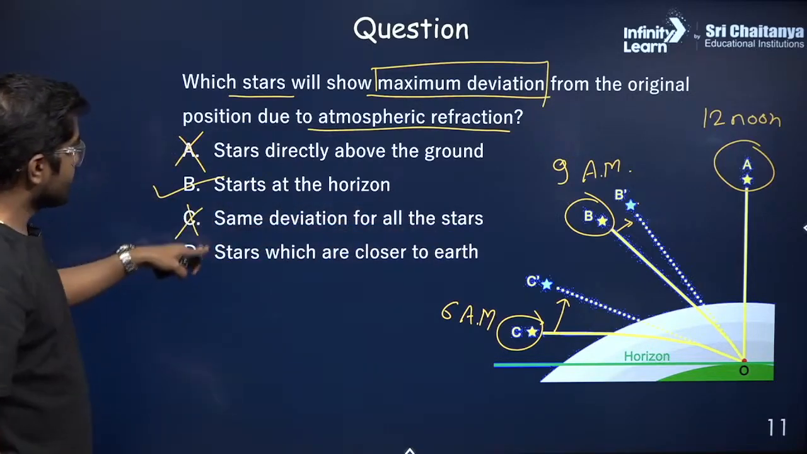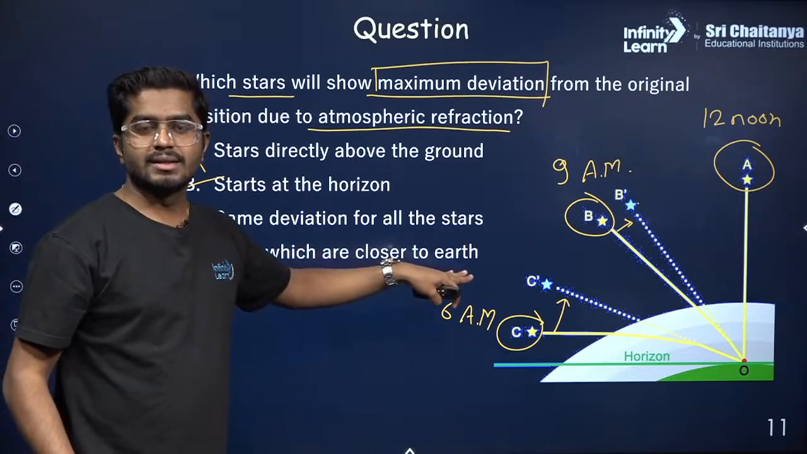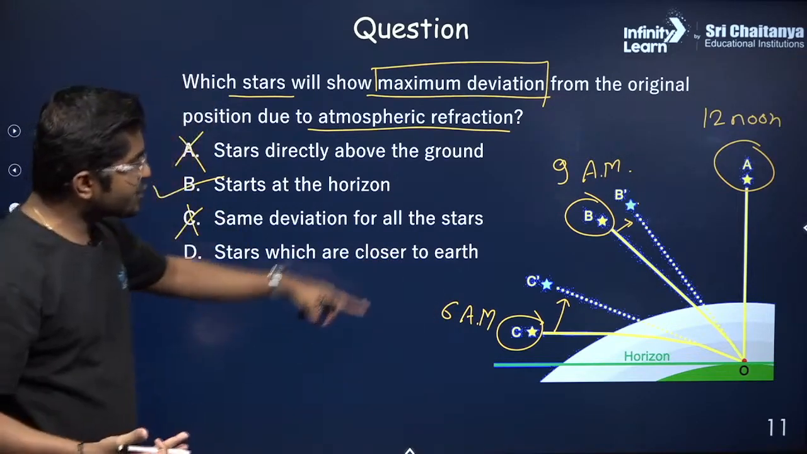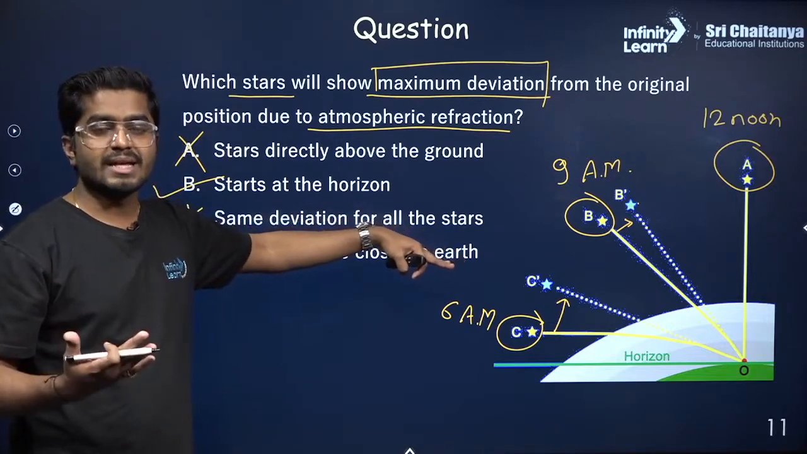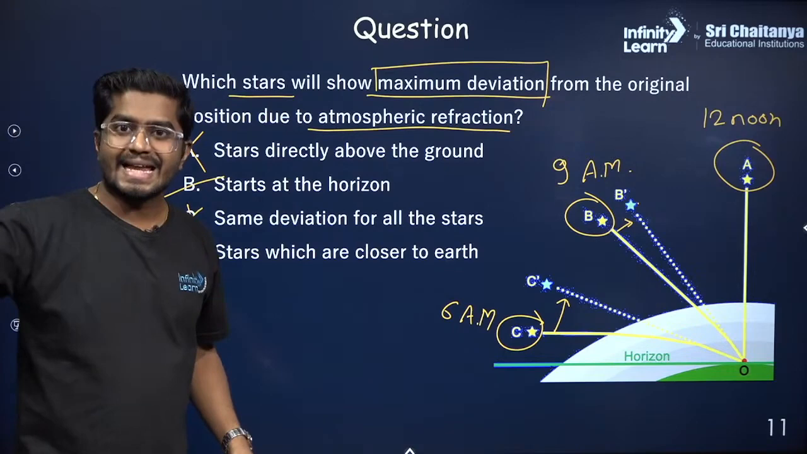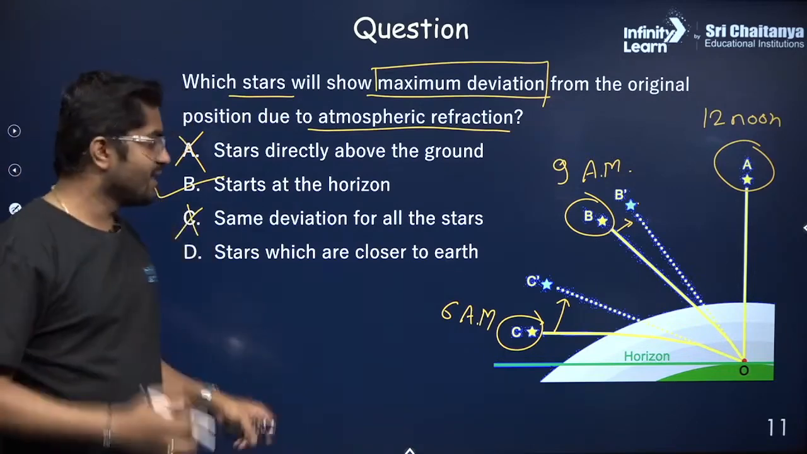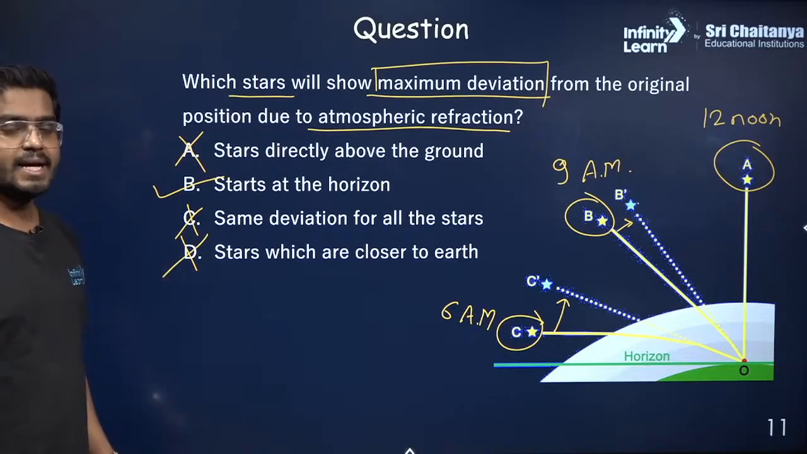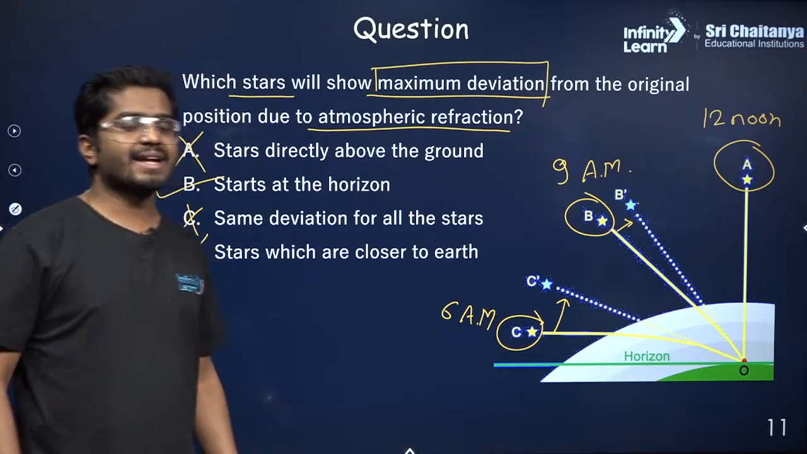And how about the last one? Stars which are closer to Earth. So which is the closest one? The Sun. There will be a shift in the rays coming from the sun. But even for stars which are very far away in other galaxies, you will still see the deviation. So this is also not correct. Clear? Yes, some of you are getting correct answers.